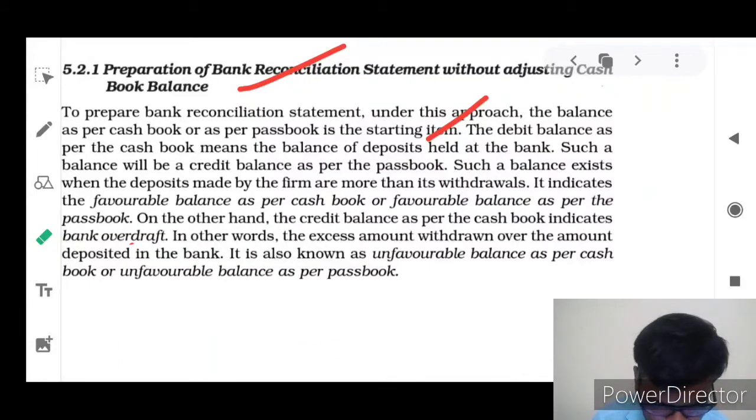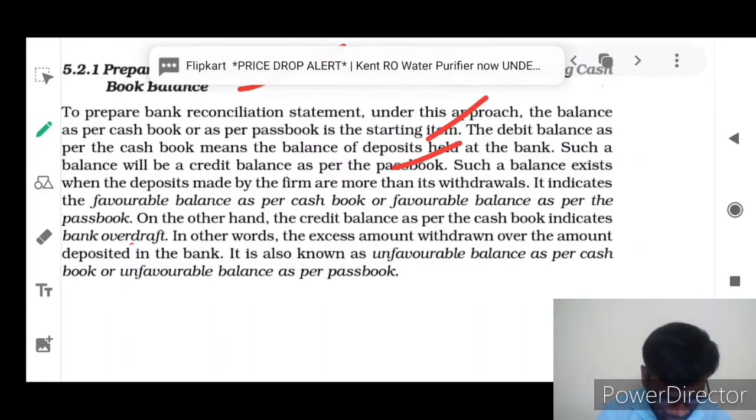The debit balance as per cash book means the balance of deposits held at the bank. Such a balance will be credit balance as per the passbook. See, such a balance will be credit balance as per the passbook. So that's why I told you very clearly, debit balance as per the cash book and credit balance as per the passbook are same.